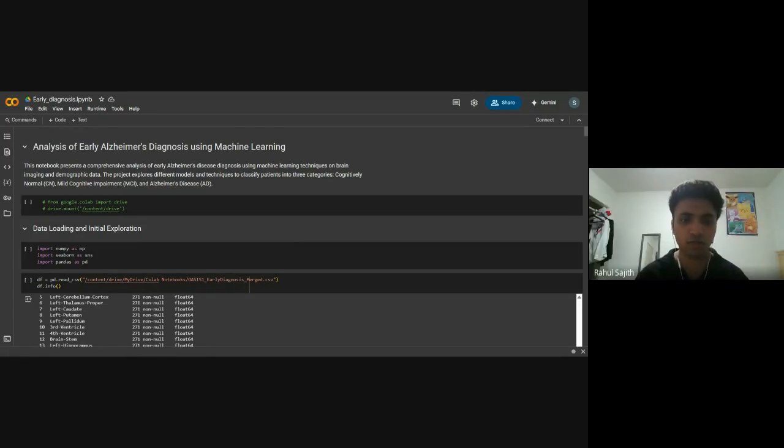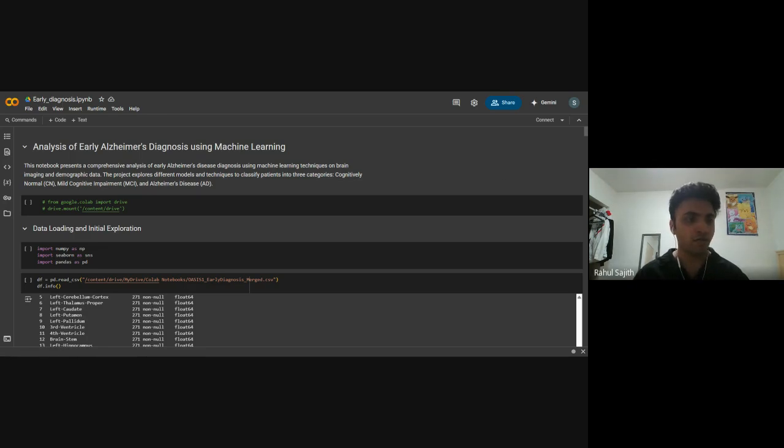Hello everyone. Today we will present our project titled Analysis of Early Alzheimer's Disease, conducted by myself, Rahul Sajit, and my teammate Shubham Tiwari. The primary objective of our research is to explore and evaluate various ML models and techniques to accurately classify patients into three diagnostic categories, namely cognitive normal, mild cognitive impairment, and Alzheimer's disease.